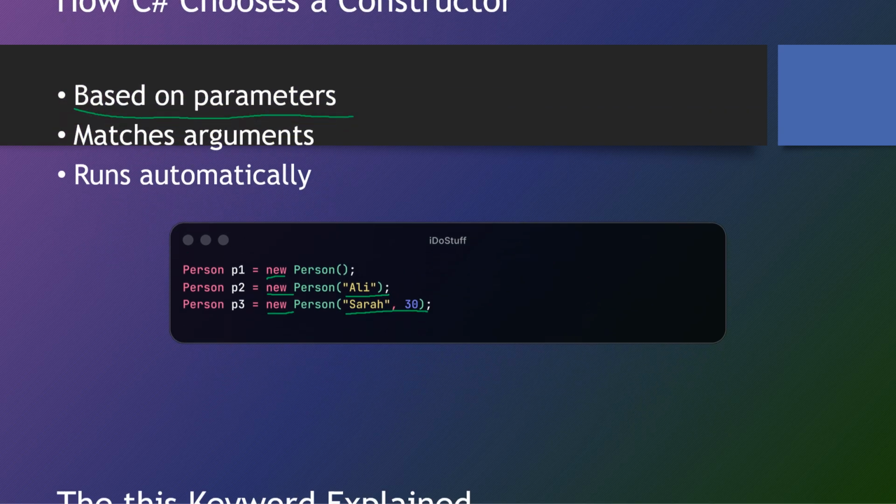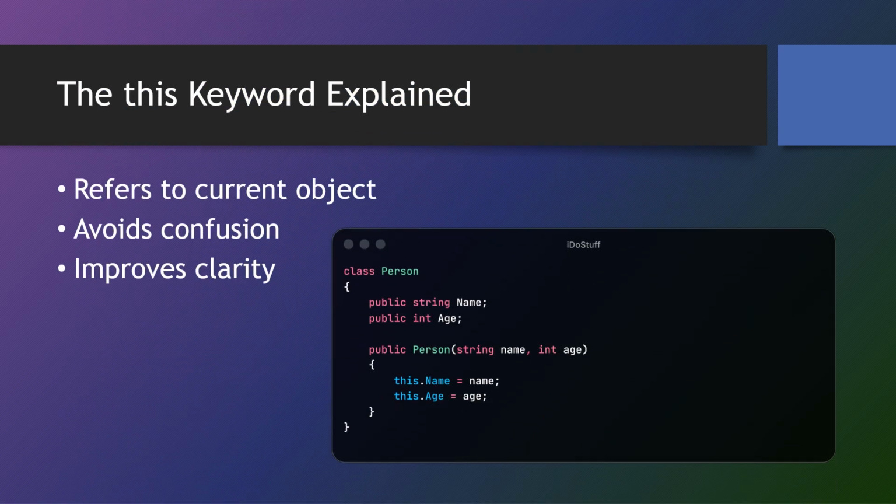Why does the this keyword exist? Inside a class, you often see the same names repeated. For example, a parameter called name and a field called name. The this keyword refers to the current object. It tells C#, this variable belongs to the object, not the parameter. This makes your code clear and avoids mistakes.